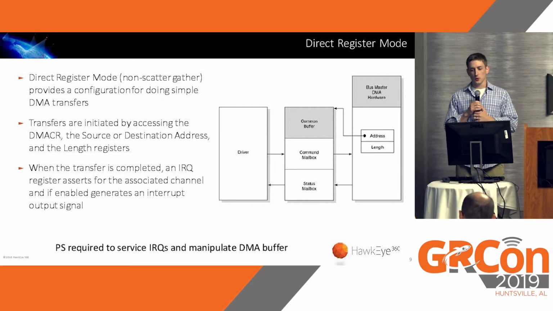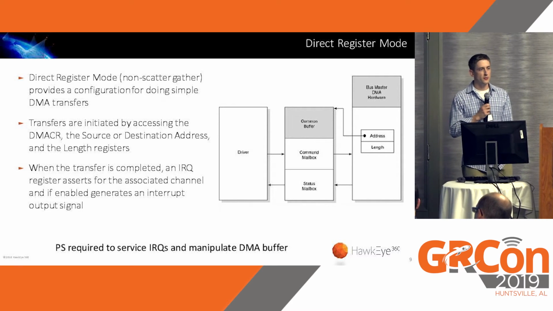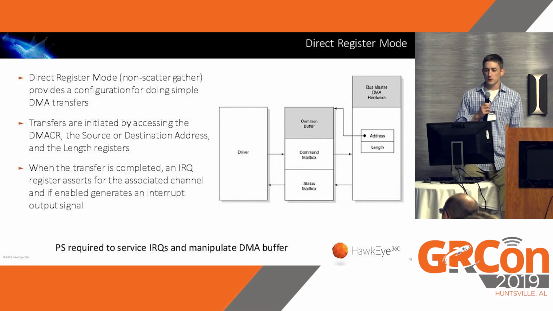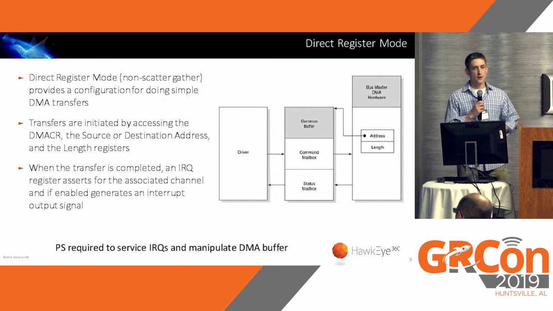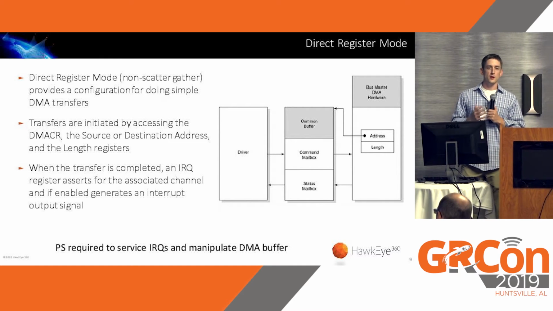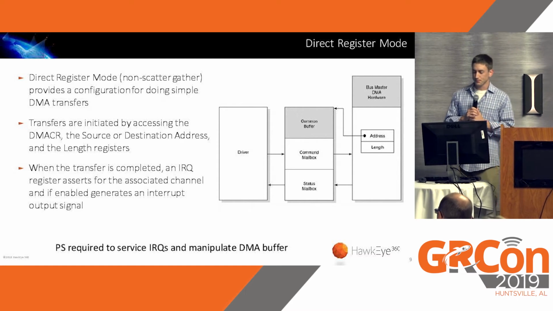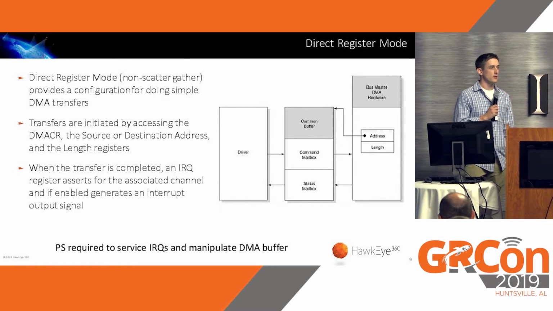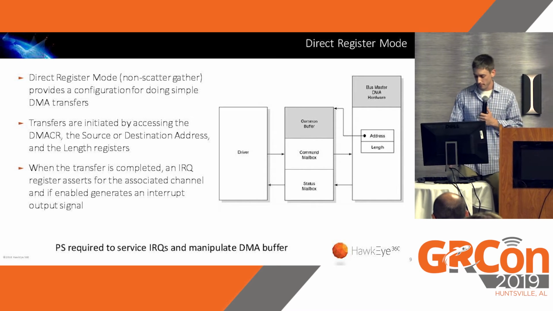The other version you could do is something that's called a direct register mode. I often call it the non-scatter-gather. If you put the processor in the loop for every buffer transfer, then the processor will write the source address, write the destination address. Then the hardware goes and does that. It sends an interrupt that says I'm done, and the processor can go handle that and set up the next one. So it requires a little bit more processor interaction, but it's a little bit easier to set up and implement.